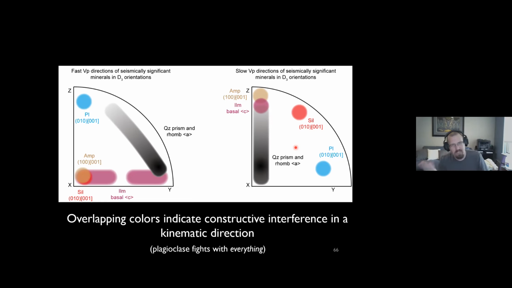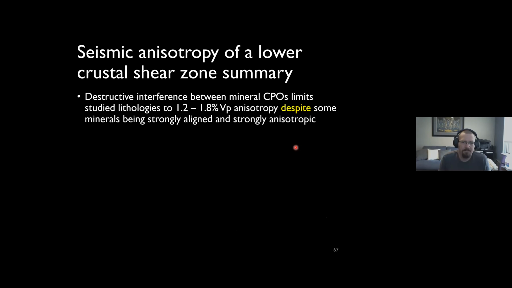So that's probably why our shear zone with all of its really well-aligned minerals ends up not being that anisotropic: you have all these fighting slip systems, or slip systems that produce fighting anisotropy. So it's kind of a cool observation. This gets way simpler if you're looking at a much simpler mantle shear zone, or if you're looking at a really hydrous mid-crustal shear zone.